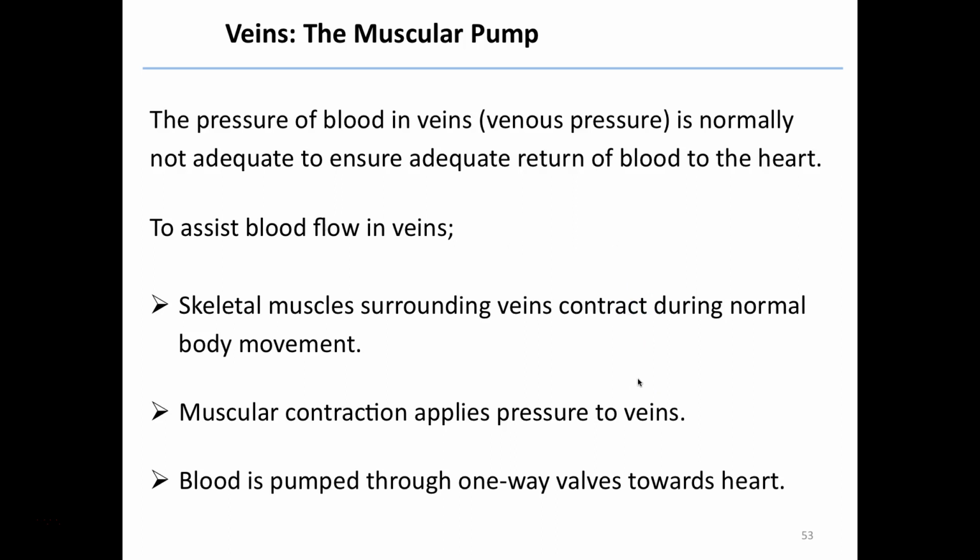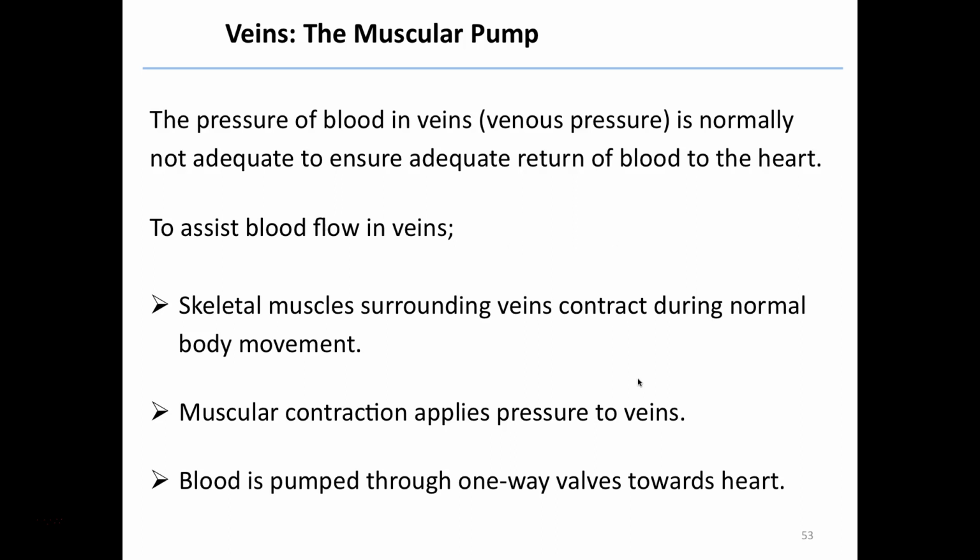To keep the blood moving towards the heart through the venous system, the valves need a little bit of help to work. There are a number of mechanisms that can help the veins keep pumping the blood in the direction of the heart, and one of these mechanisms is the muscular pump. The venous pressure, as we said before, is not adequate to push the blood through the venous system itself.